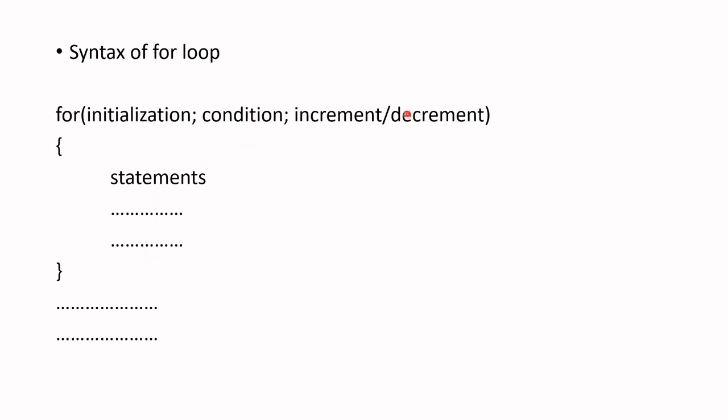And after that, again it will do the increment or decrement. And after that, suppose the condition is false, then only it will come out of the for loop and execute the statements which are written after the for loop. So this is the working of the for loop.